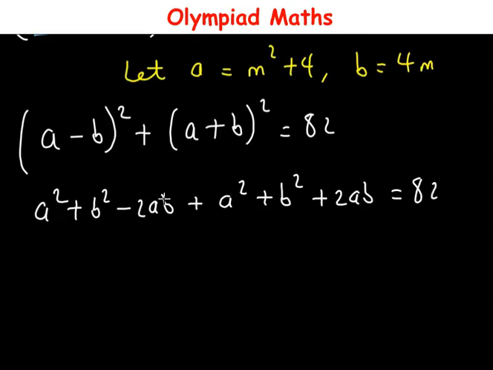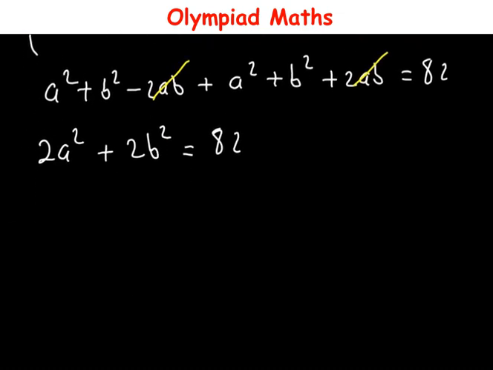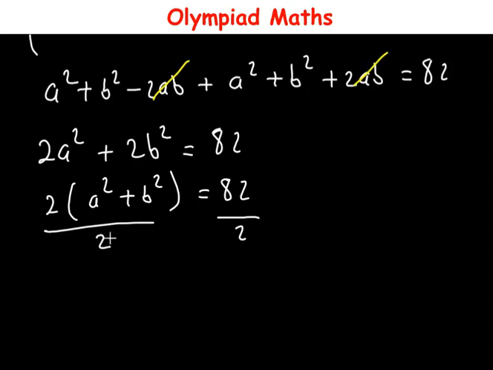And from here, minus 2ab, we cancel plus 2ab. We are left with a squared plus a squared is equal to 2a squared. Then plus b squared plus b squared is simply 2b squared. And this is equal to 82. Now, at this junction, we're going to factorize out 2 from here. 2 into bracket a squared plus b squared is equal to 82. So then, divide both sides by 2. 2 over 2, we have a squared plus b squared is equal to 82 over 2, which is simply 41.